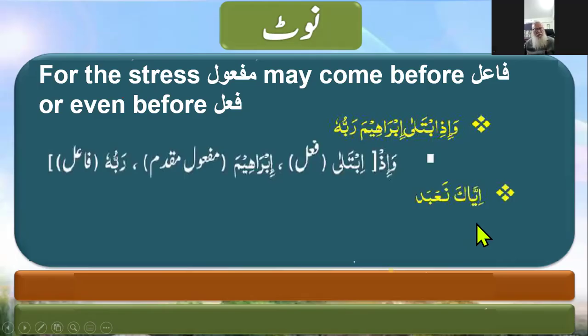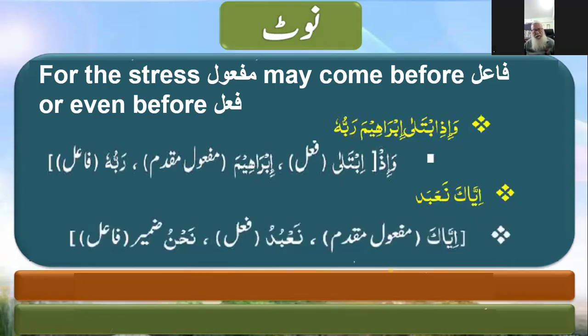Look at another example. Iyyaka na'budu. Iyyaka, what is this? Ka is a damir coming here as mansub. Na'budu is the verb, with the fa'il in it, nahnu. So we'll say fi'l and fa'il are coming after, and the maf'ul is coming in the beginning, but it's still a jumla fi'liyya. Iyyaka is maf'ul muqaddam, and na'budu is the fi'l, nahnu the damir fa'il is mu'akhkhar.